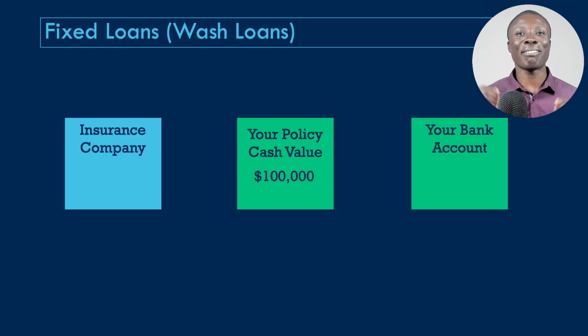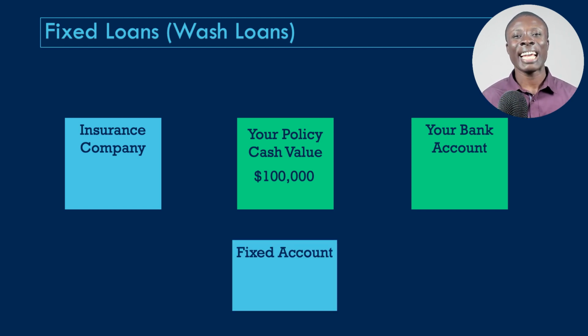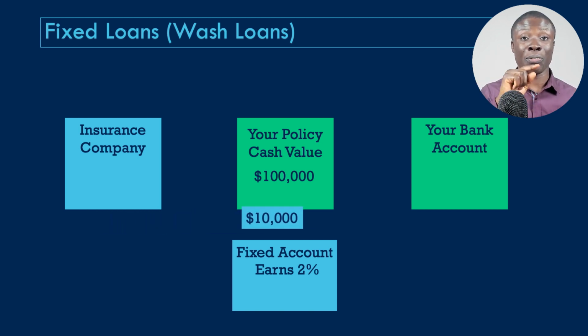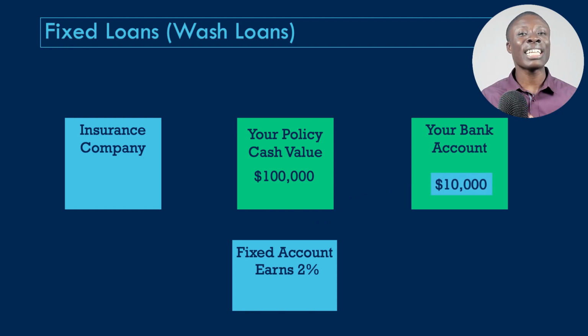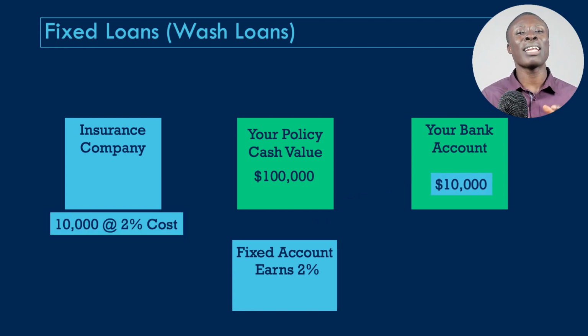Let's see how the fixed loan works, also known as the wash loan. Same scenario, you have $100,000 in cash value and you want to borrow $10,000 using a fixed loan. This time, there is an extra account, a fixed account which earns at a fixed interest rate, let's say 2% in this example. The insurance company will send you $10,000 from their money and charge you at a fixed rate of, let's say, 2% in this example.